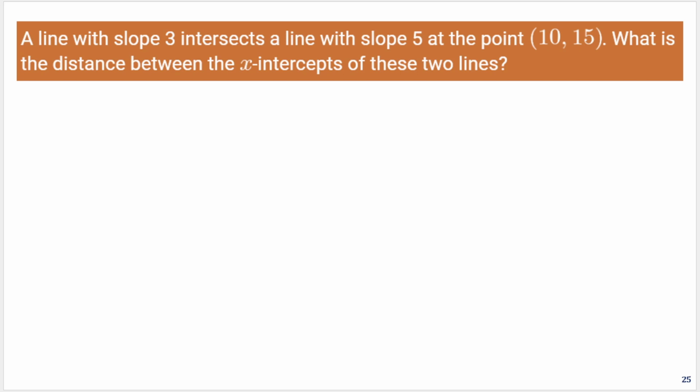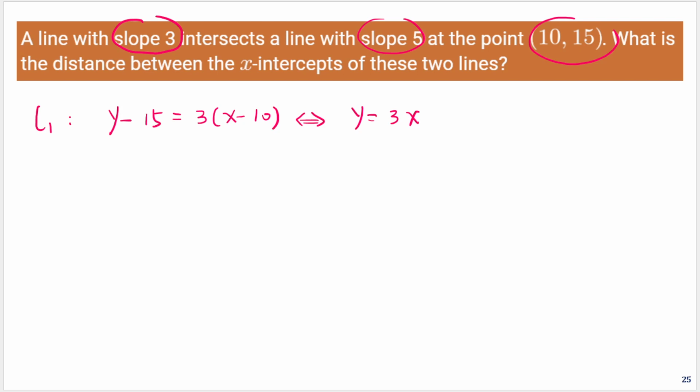Okay, so we know the first line has slope 3 and it passes through this point, right? The second line has slope 5, and also passes through this point because it says they intersect at this point. So both of them pass through this point, right? So for line L1, we know the slope is 3 and we know a point, so it's better to express that line in point-slope form. So that line is y minus 15 equals 3 times x minus 10, right? Which is equivalent to y equals 3x minus 30 plus 15. That's minus 15. That's our first line.